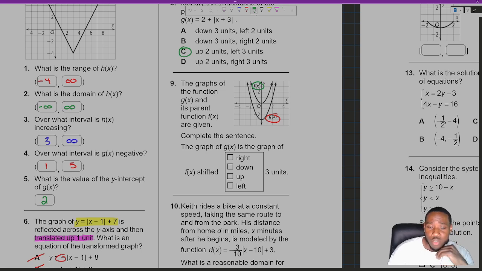Okay? So if we look at f of x and g of x, we notice, and we can tell by looking at their vertexes specifically, that the major difference here that we see is this movement downwards, right? The vertex got dragged 1, 2, 3 units down. And so that's what we'd write. That's what we select. Shifted down 3 units. And that's as simple as that.